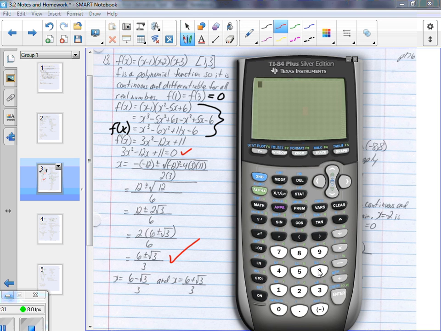So if I've got 6 minus square root of 3, and then divide that by 3, that's between 1 and 3. If I've got 6 plus square root of 3, and then divide that by 3, that's between 1 and 3. So they both are legitimate answers.